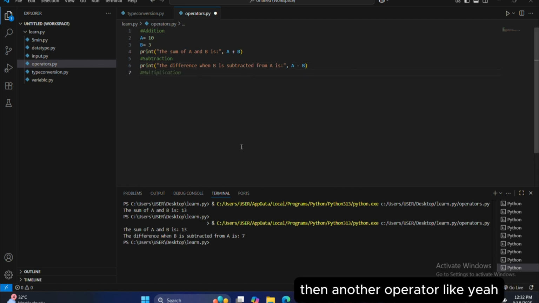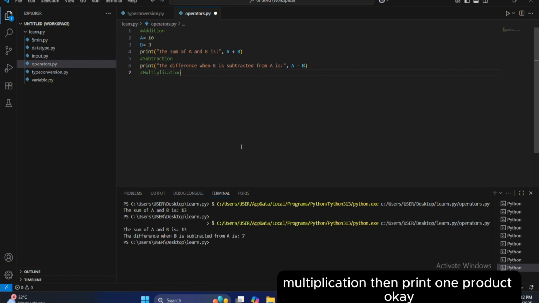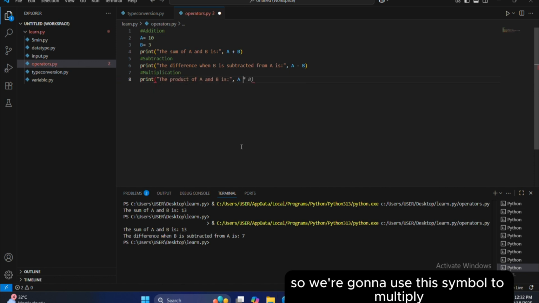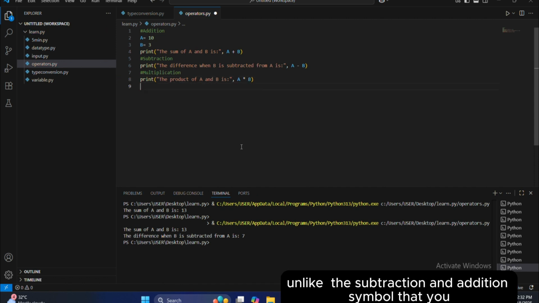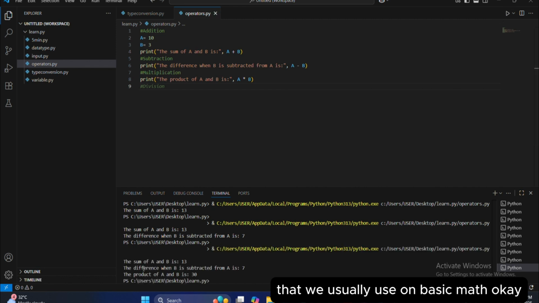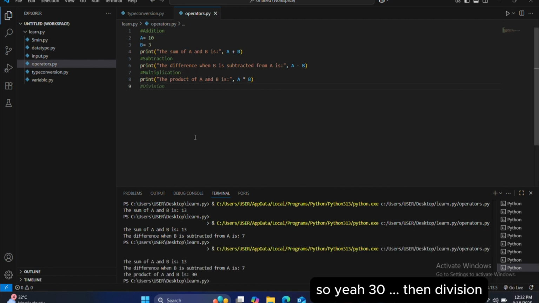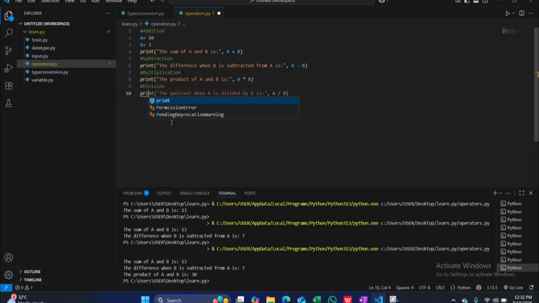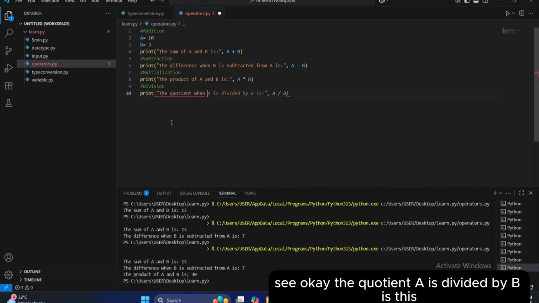Then another operator like multiplication. Then print one. Product. Okay, so we're gonna use this symbol to multiply, unlike the subtraction and addition symbol that we usually use on basic math. Okay, so a times b. Then division. Okay, quotient when a is divided by b is this.